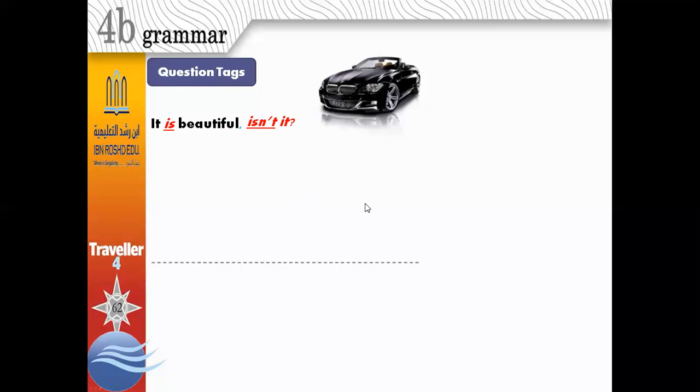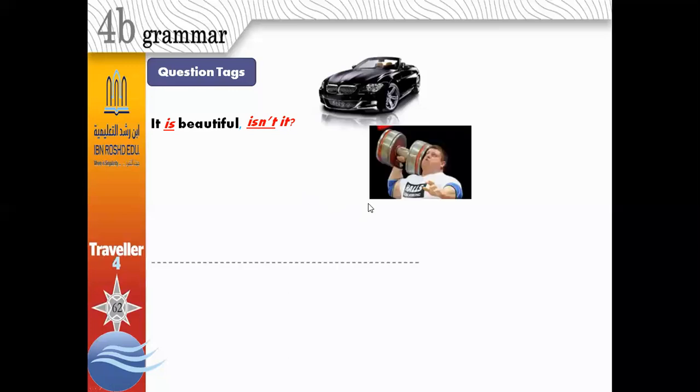Okay? Look at this picture. He can't lift the weight. So the question tag: can he? Now, these two sentences have question tags. Why do we use them?